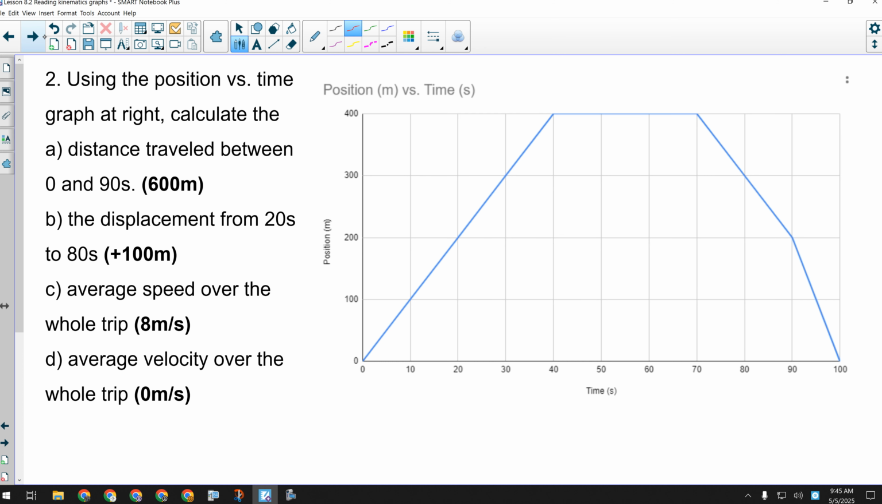Okay. Let's try this one. So you've got this again, a position versus time graph. I want you to answer A through D there.